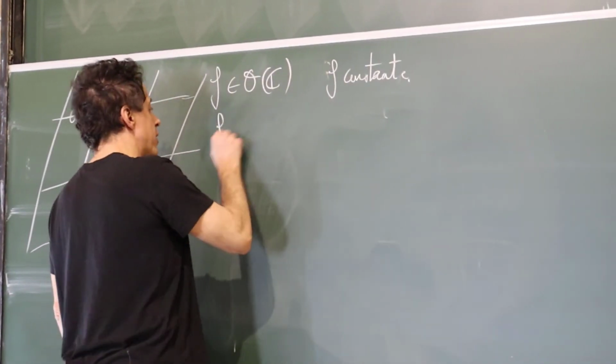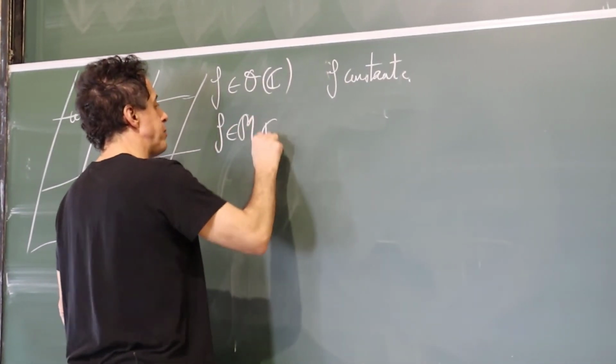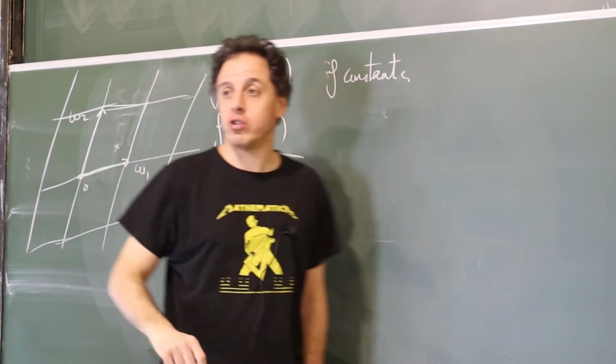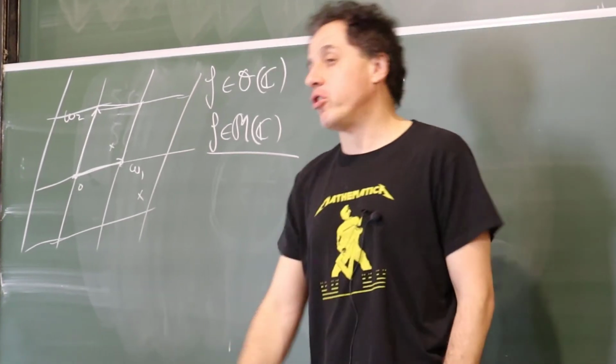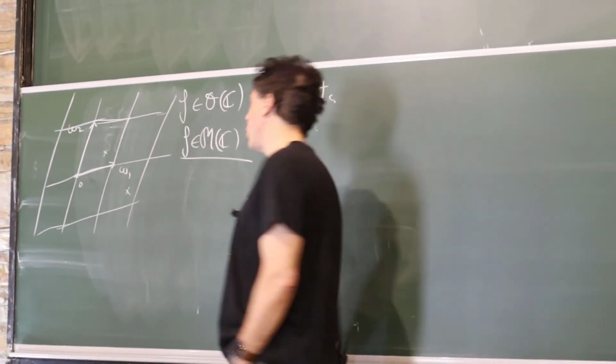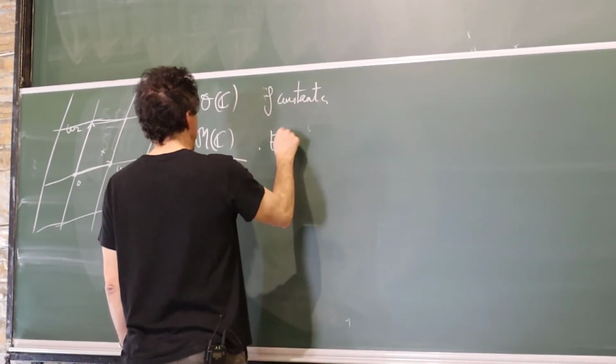So we will be more interested in meromorphic functions. Meromorphic functions, doubly periodic meromorphic functions. So it will be our subject. In general, a doubly periodic meromorphic function is what will be called an elliptic function.